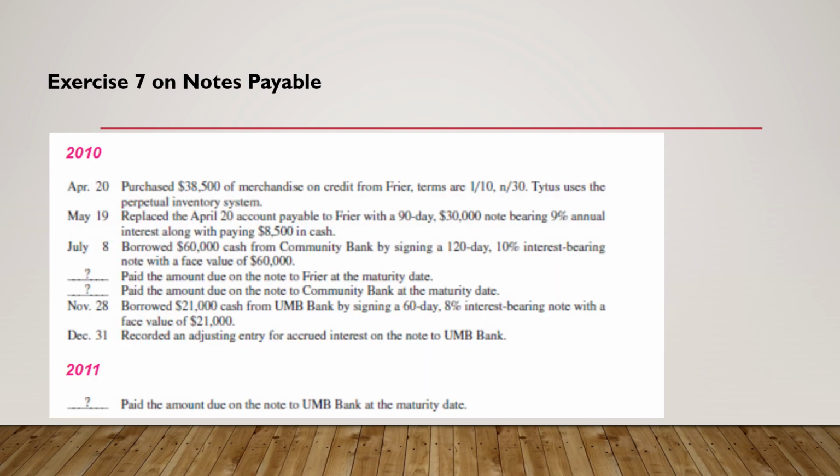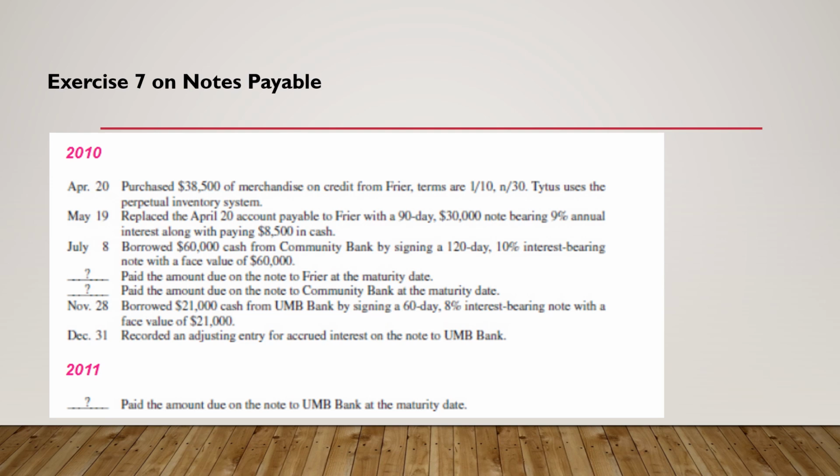Okay, moving to exercise 7. Here in this exercise, some different transactions happened in 2010 and 2011 for Titus Corporation. Let's start with 2010. On April 20th, Titus purchased $38,500 of merchandise on credit from Ferrar. Terms are 1/10, n/30. Titus uses the perpetual inventory system.